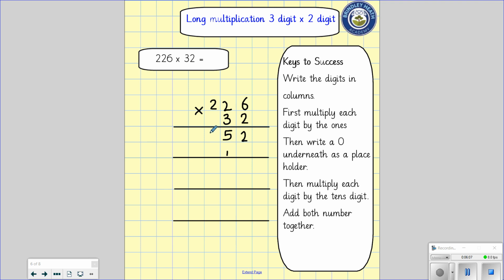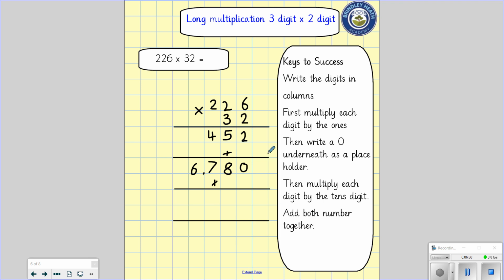2 times 2 is 4. Cross that out because I know I've added that on. Then I've got to remember that 0. It's really important because we're multiplying by 10 to use that 0 as a placeholder. Then each of these digits here is going to be multiplied by my 3 tens. So to begin with, I'm going to do 3 times 6, which gives me 18. The next thing I'm going to do is 3 times 2, which is 6. Add on the extra 1 gives me 7. And then 3 times 2 equals 6, and I can insert my comma as it's a 4-digit number.